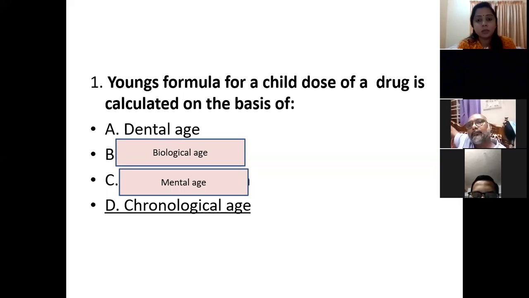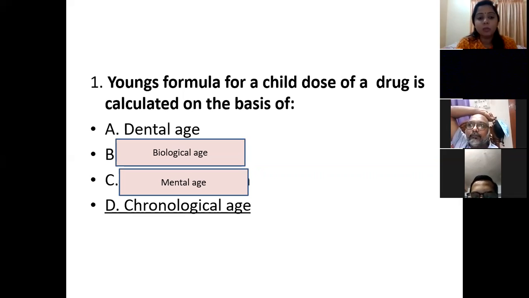What is biological age? Suppose a person is 30 years old, and the body of the person is maintained in such a way that when you see the person, you will feel that person is only 25 years. So that 25 is a biological age. That's not the age considered for calculating the dose of the drug. Now, suppose that a person aged 30 behaves in such a manner that you feel that the person is only 3 years old. That is the mental age of the person. So in calculating the dose, it is chronological age, even if these options were given to confuse you.